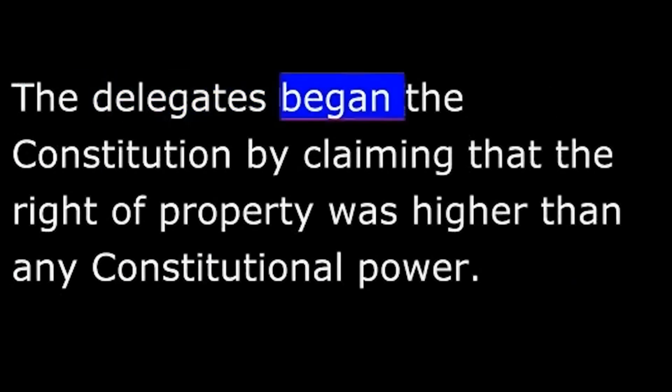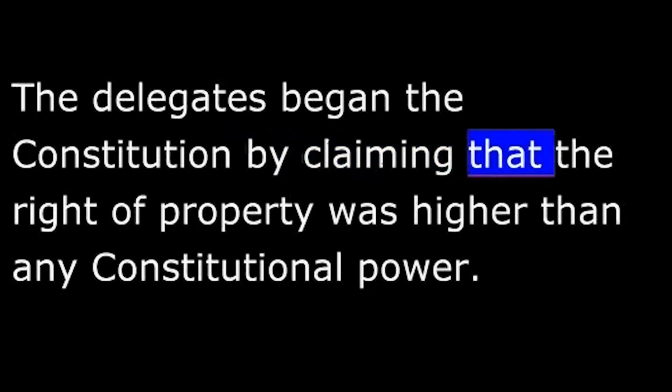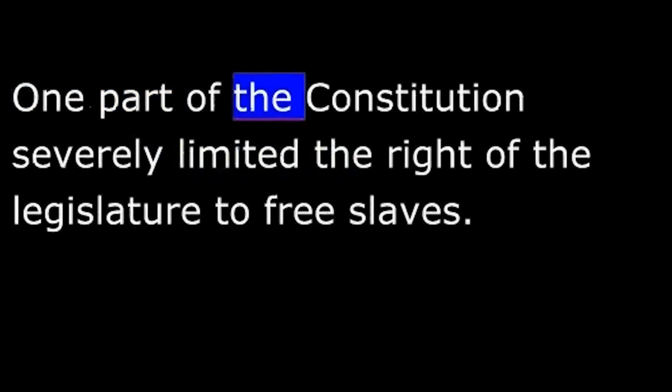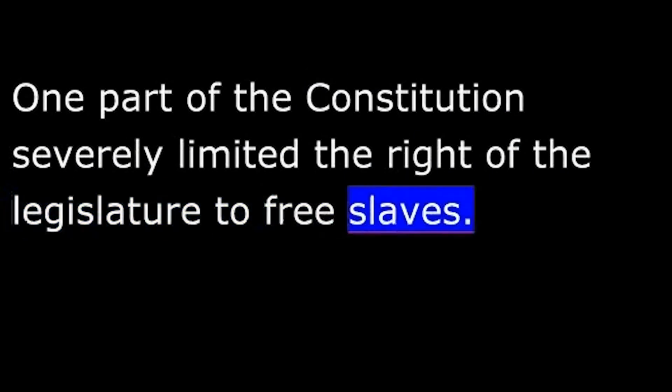The delegates began the Constitution by claiming that the right of property was higher than any constitutional power. They said a slave owner had as much right to his property as the owner of any other kind of property. Then they wrote the different parts of the document. One part of the Constitution severely limited the right of the legislature to free slaves. Another part barred free Negroes from entering Kansas, and another prevented the Constitution from being changed for 7 years.